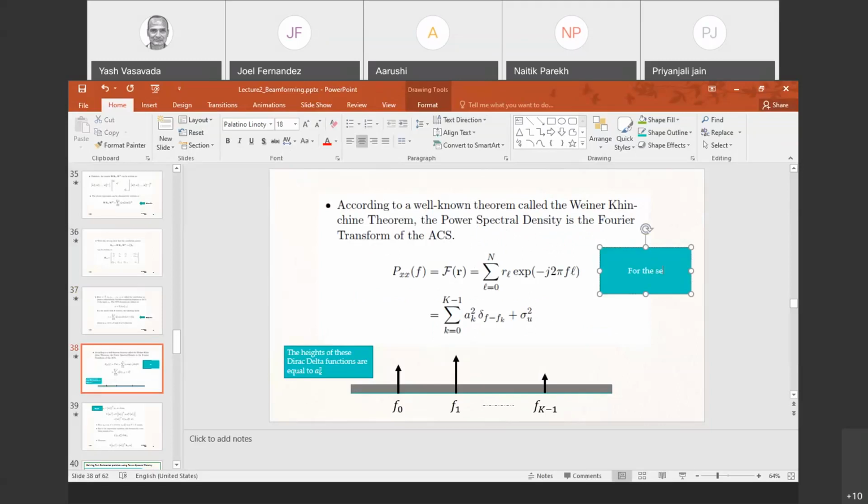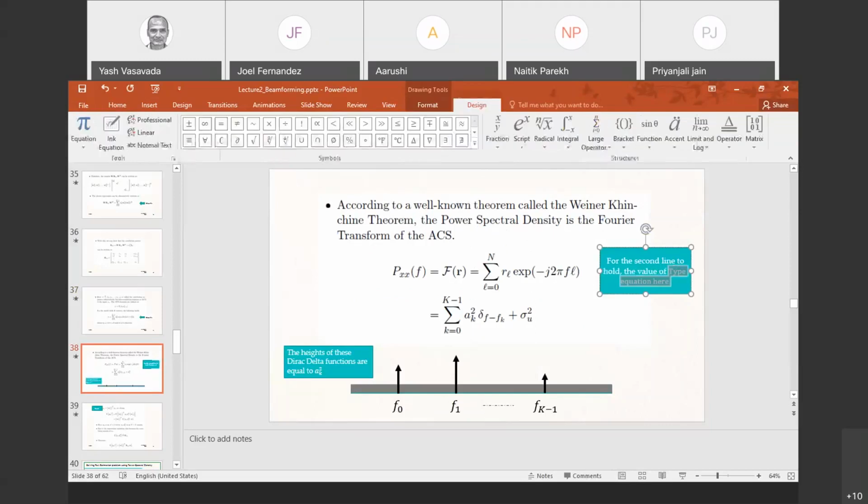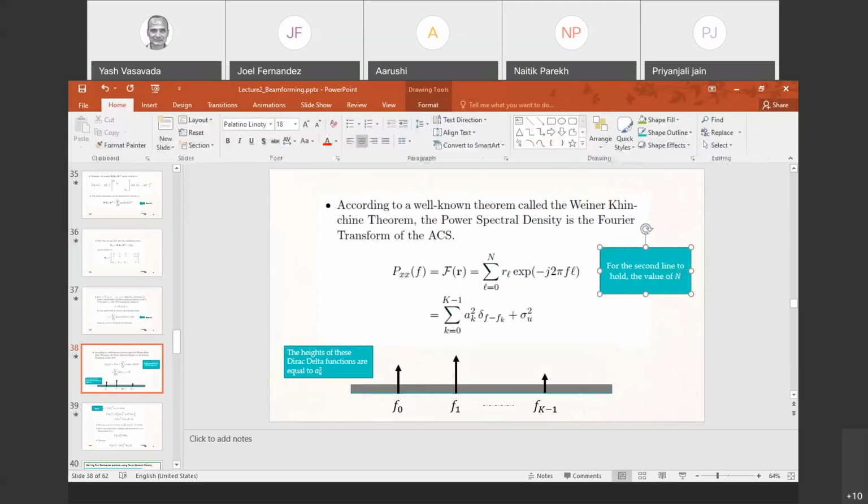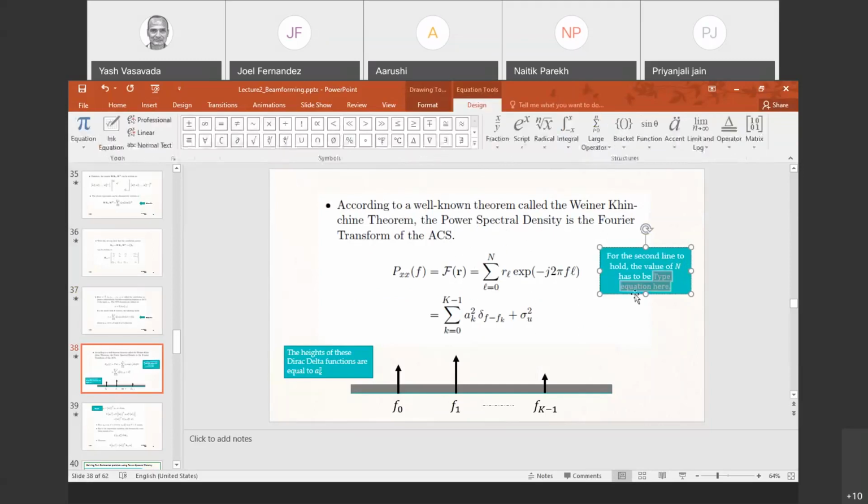For the second line, I have to say that in reality the value of n has to be infinity.